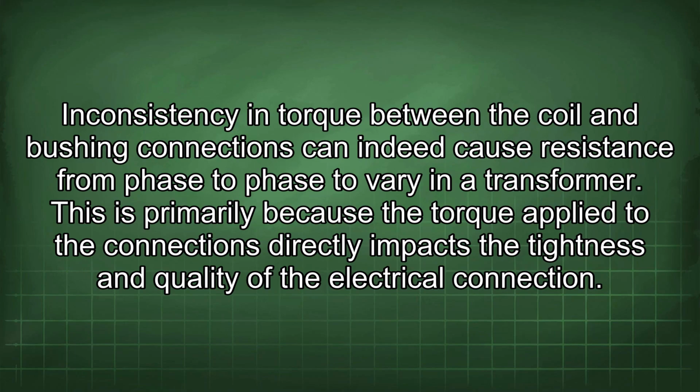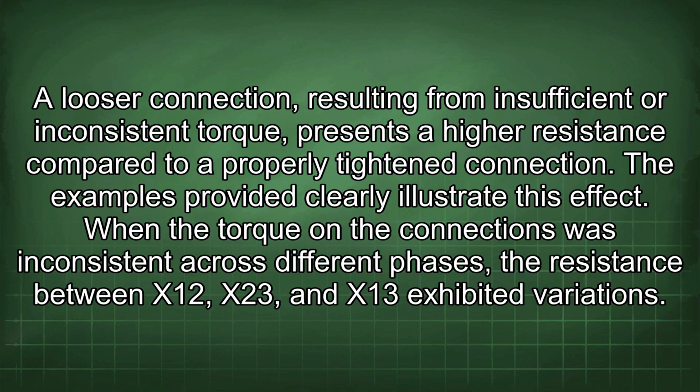Inconsistency in torque between the coil and bushing connections can indeed cause resistance from phase to phase to vary in a transformer. This is primarily because the torque applied to the connections directly impacts the tightness and quality of the electrical connection. A looser connection, resulting from insufficient or inconsistent torque, presents a higher resistance compared to a properly tightened connection. The examples provided clearly illustrate this effect. When the torque on the connections was inconsistent across different phases, the resistance between X12, X23, and X13 exhibited variations.